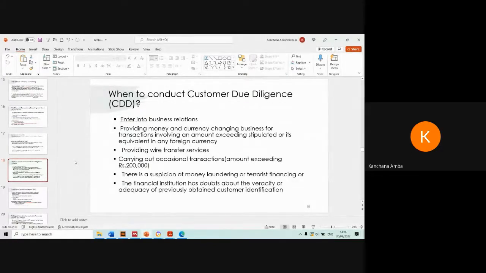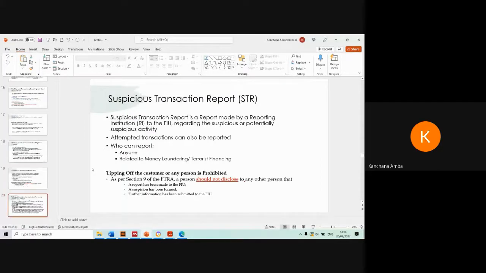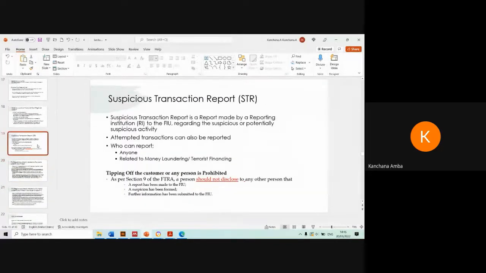So most of the time, they look at patterns, like odd behaviors, and there are systems that capture these patterns as well now and make alerts, right? So, suspicious transaction reporting has to be done to the FIU, and even attempted transactions, and anyone can report, right? So anyone, and that happens. If people are suspicious that some odd activity is happening, people report, and that's good because that is very important. But tipping off the customer is prohibited, right?